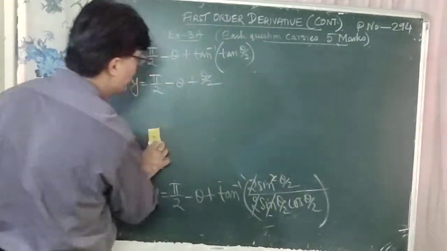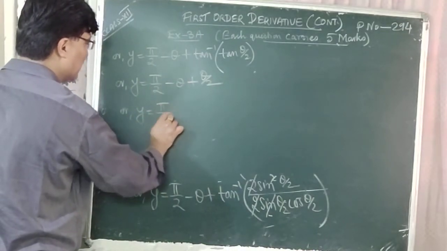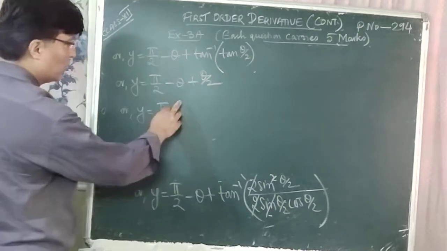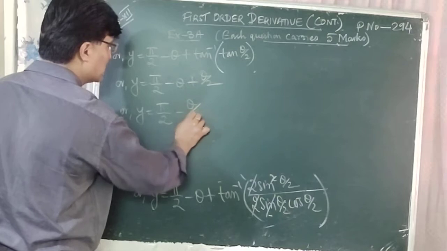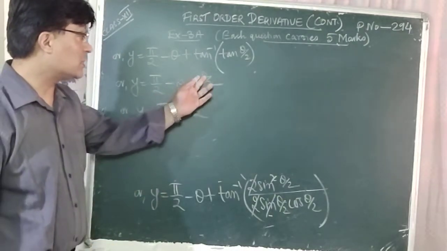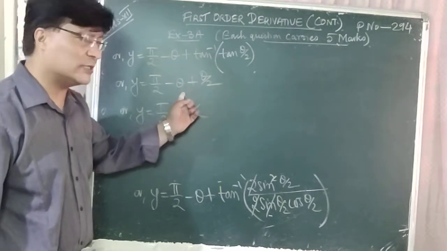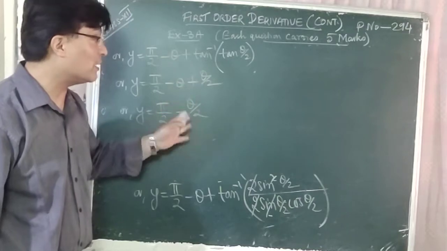So let us simplify further now. Or y is equal to pi by 2 minus 2 theta plus theta, that is minus theta by 2. Is that clear? Minus theta plus theta by 2 can be simplified further. Here 2 is the LCM. 2 into minus theta is minus 2 theta plus theta, that is minus theta by 2.